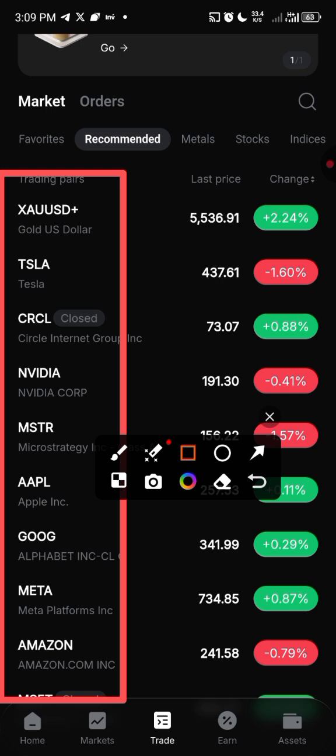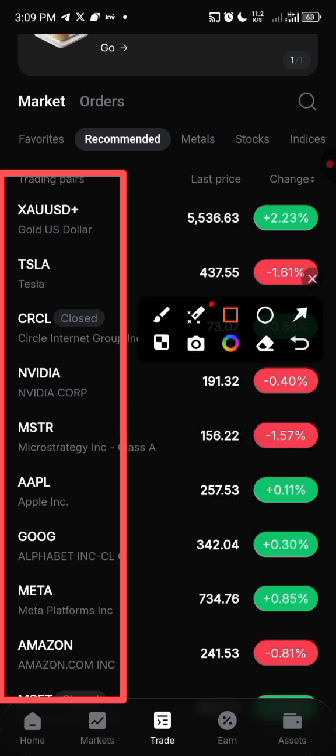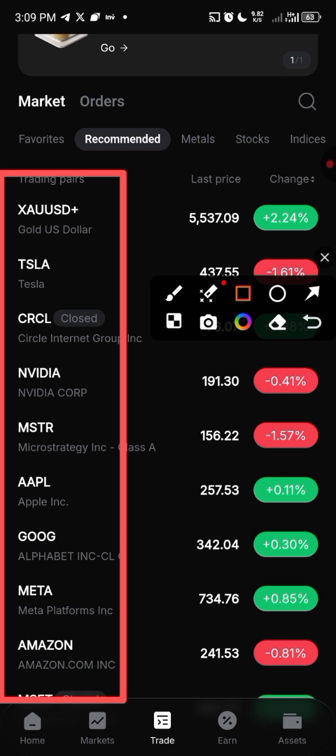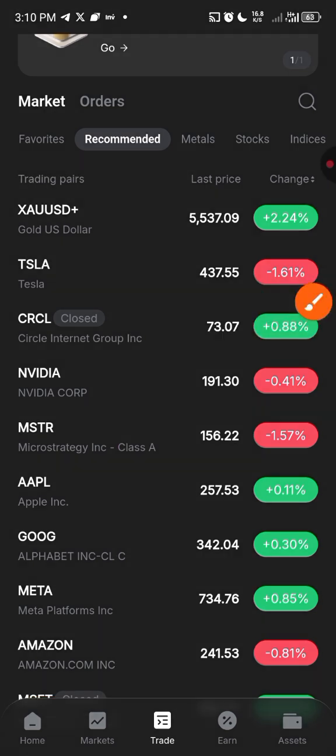You can see gold, you can see Tesla, you can see this Internet, you can see Nvidia, you can see MicroStrategy, you can see Apple, you can see Alphabet, which is Google, you can see Meta, you can see Amazon. There are a lot of them. Some of them are stocks, some of them are metals, you understand. Now, for instance, gold is a metal, while Tesla, Nvidia, Apple, they are all stocks.